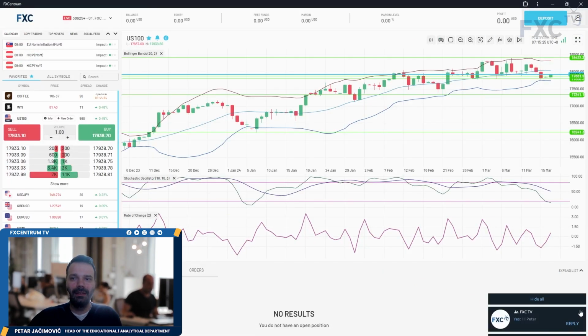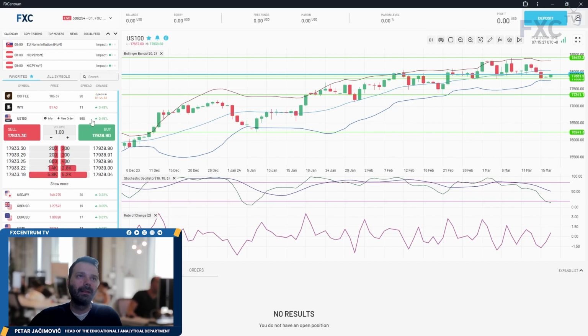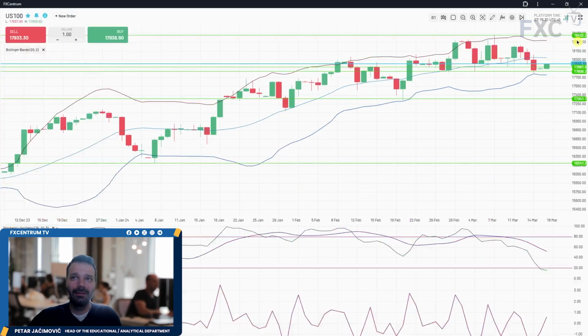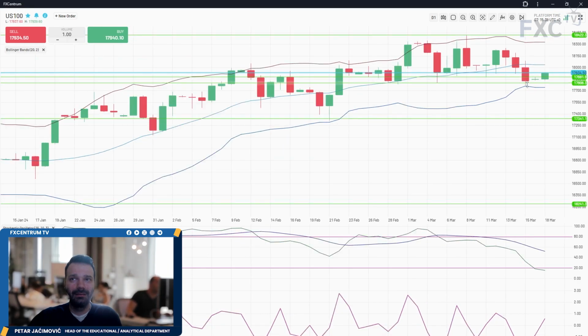Now we have US 100 and we had a down break. Let's just zoom in on this one. So we had a down break of this consolidation. It took like 7 to 8 days to develop. Market dropped towards the lower Bollinger Band, so let's place a trend line there. It's 17,774, and we have so far some reaction early in the morning.